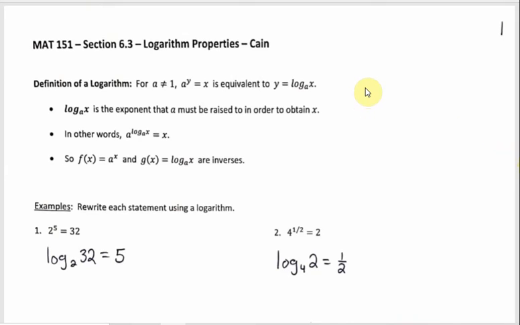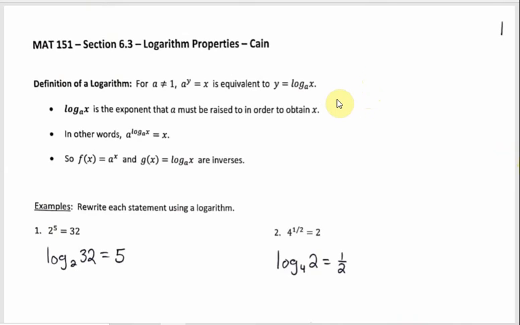Section 6.3 is about logarithms, which is one of those topics where once you get the hang of it, you can get it to where it feels pretty natural. But if you've never seen it before, the first time it is kind of weird. So if this is your first time and it looks kind of weird, that's all right. I think that happens to everybody.